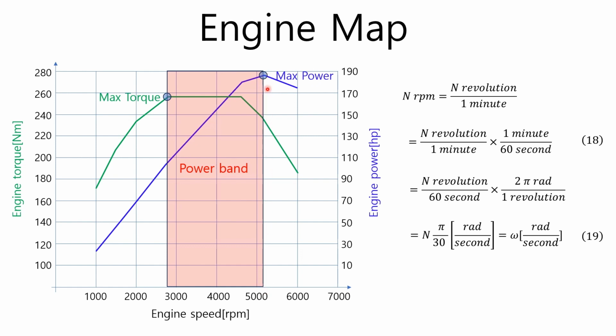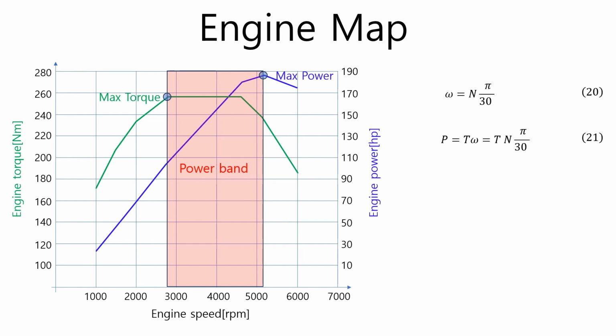Expressing RPM in revolutions per second is equivalent to equation 18, and expressing it again in radians per second gives equation 19. The interval between maximum torque RPM and maximum power RPM is called power band. In high-performance driving, a maximum acceleration can be achieved and acceleration spin can be easily generated only when the engine is operated in the power band. Multiplying the torque by the angular velocity omega in equation 20, the power can be calculated as in equation 21.